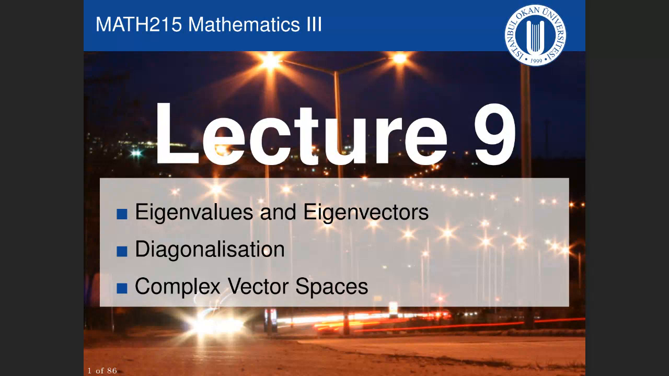Welcome to Lecture 9. This week we're going to start talking about an important idea called eigenvalues and eigenvectors. And then using those, we'll do our first type of factorization of a matrix when we talk about the diagonalization of a matrix. And then in the third topic of today's lesson, we'll use the ideas from the last lesson about complex numbers and extend that to complex vector spaces.